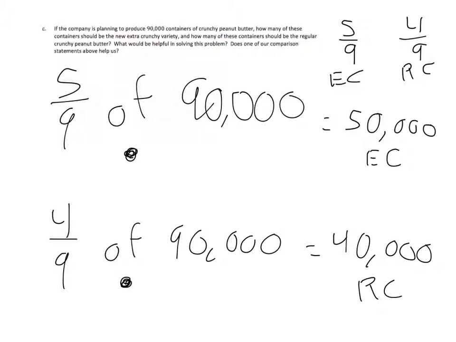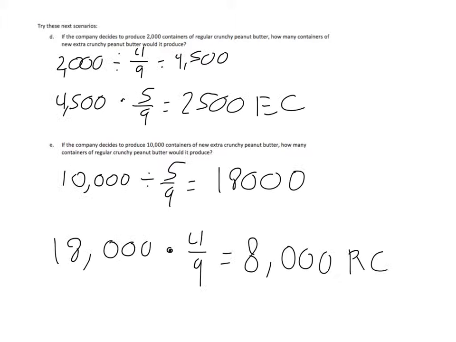So how did our comparison statements from before help us? Well, it helped us figure out what the piece of the whole is for each one. We figured out that 5/9 of the whole is extra crunchy, and 4/9 of the whole is regular crunchy. So we could just multiply those fractions times our total. For these next two, I'd like you to try them on your own after you hit pause, and then once you got them, hit resume, and then you can see the answers.